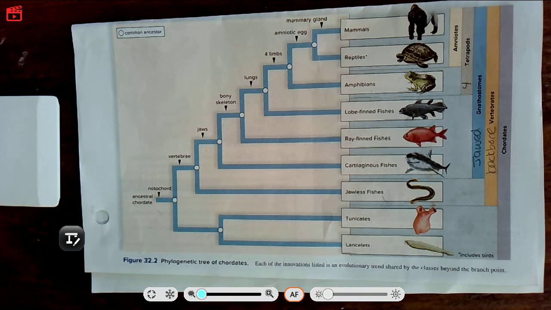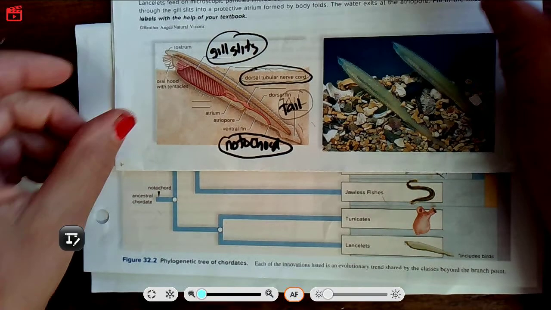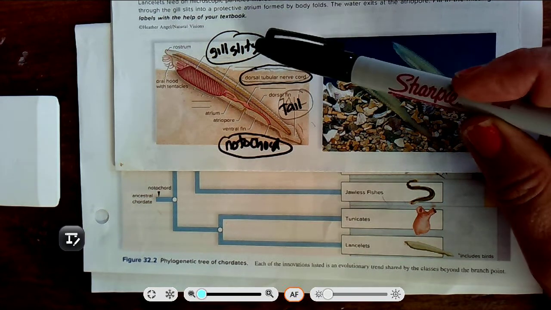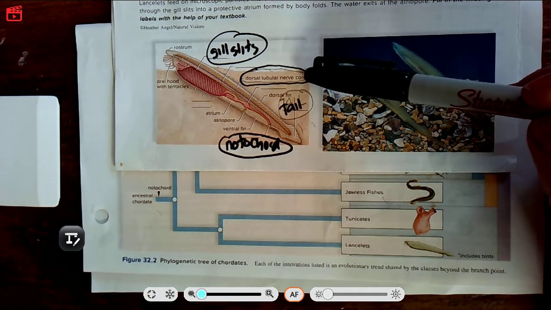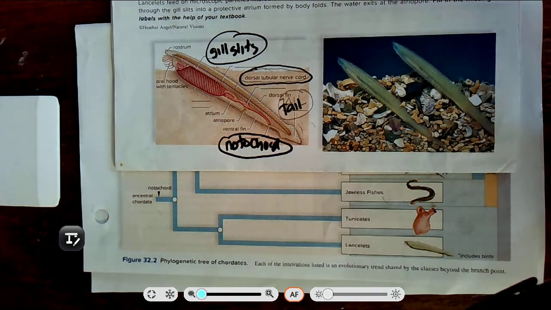Okay, so our ancestral chordate, we go back down here. An example of that would be very similar to the lancelet. And if we notice our four characteristics again, the gill slits, the dorsal nerve cord, the tail, and the notochord for our ancestral chordate.